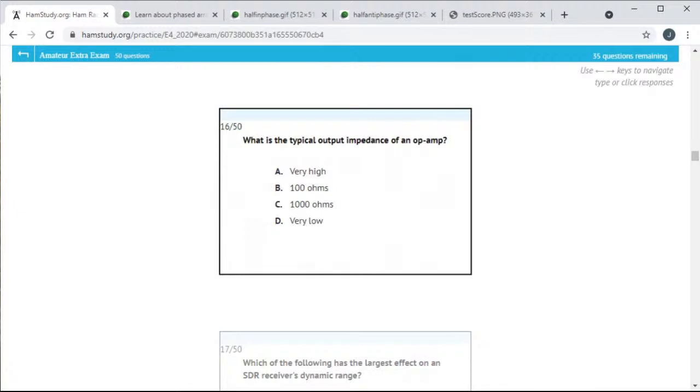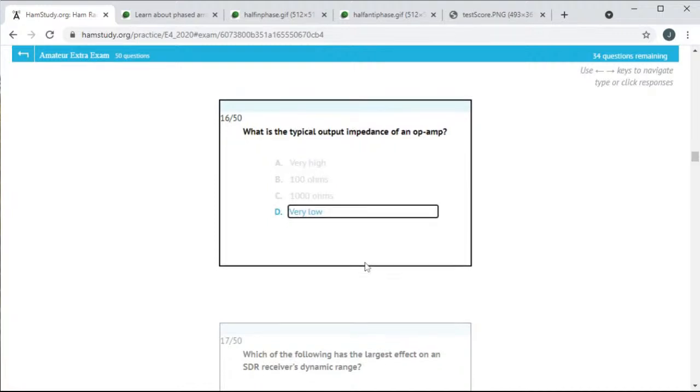What is the typical output impedance of an op amp? A, very high. B, 100 ohms. C, 1000 ohms. D, very low. I'm going to go with very low.